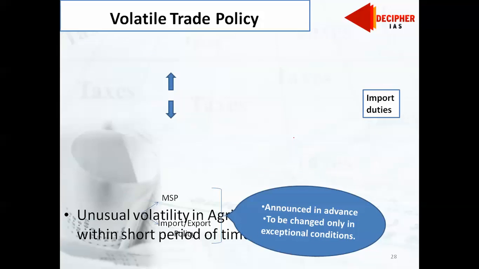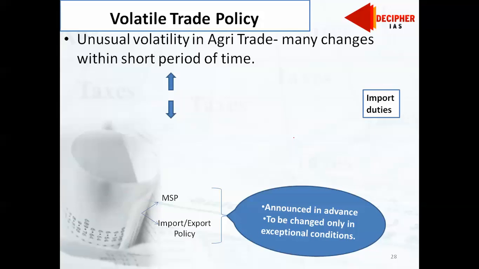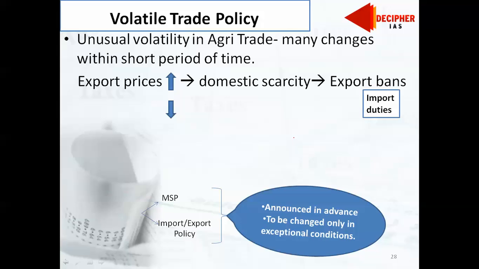Volatile trade policy. Now India's trade policy has been very volatile. In 2001, 9 changes in tariffs were done. In 2012, many changes were done. So India has not been consistent in keeping its tariffs. So the unusual volatility in the agricultural trade leads to many changes within short period of time in tariffs.